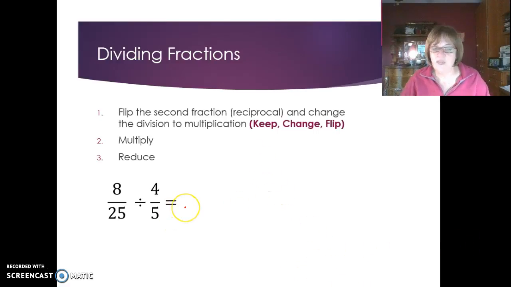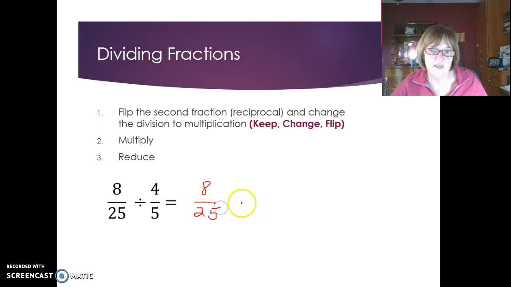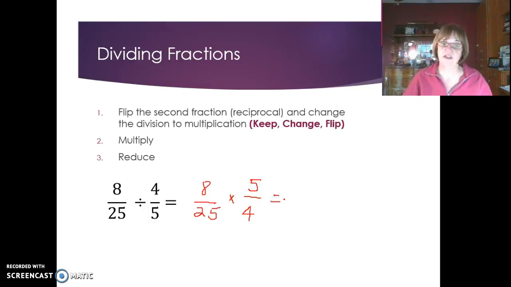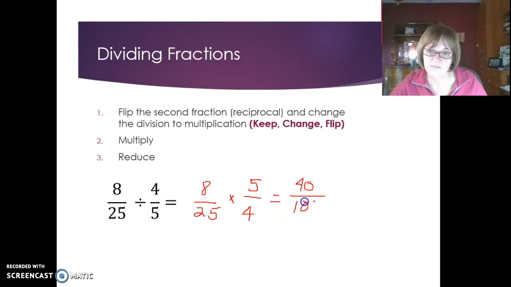So before we can do any multiplying on this, we got to change division into multiplication. So I'm keeping the first fraction. I'm changing into multiplication, and I am flipping my second fraction. Okay, so now we do 8 times 5, which is 40. And we have 25 times 4, which is 100.